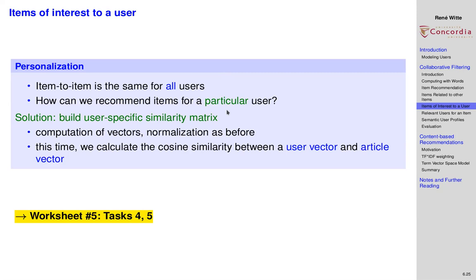So what we have to do now is to build a user-specific similarity matrix. And the way we do it is, in the beginning, the same as before. Now we're computing these vectors, we normalize them. But now what we calculate is the similarity between a user vector and an article vector. So on the worksheet, there are 2 more tasks.